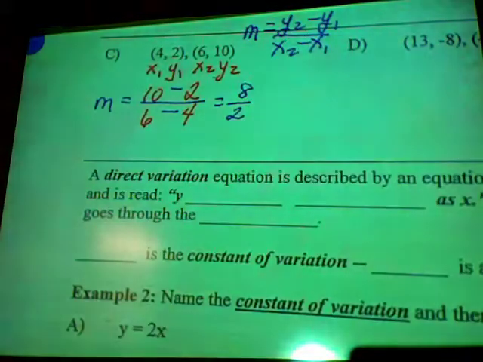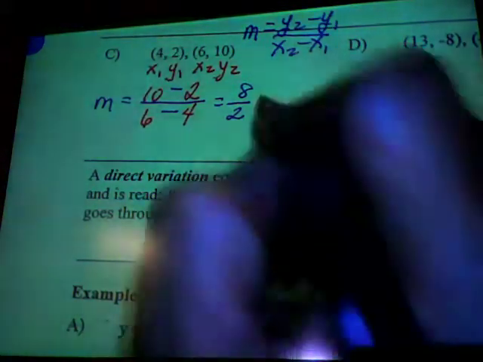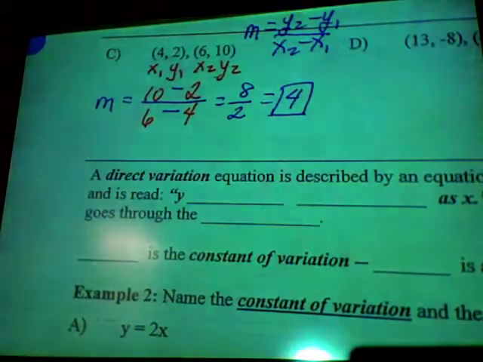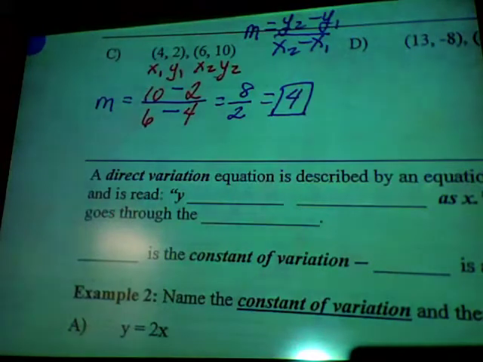So what's 10 minus 2? 8. And 6 minus 4? 2. Does that reduce? Yeah. So your answer is 4. If you had switched the ordered pairs, you would have had -8 over -2. That still reduces to +4. And you can always check your slope by plotting the points and just double checking if you wanted to.